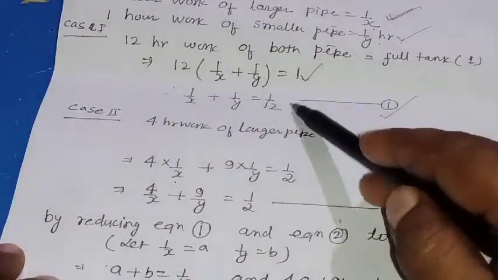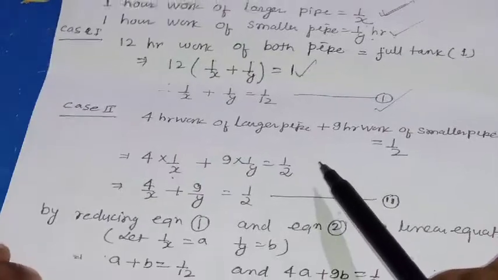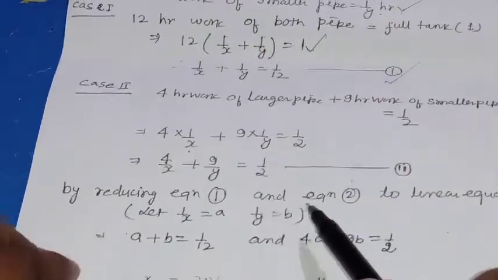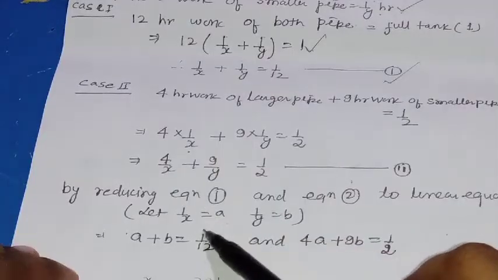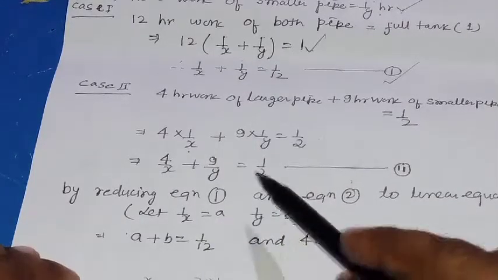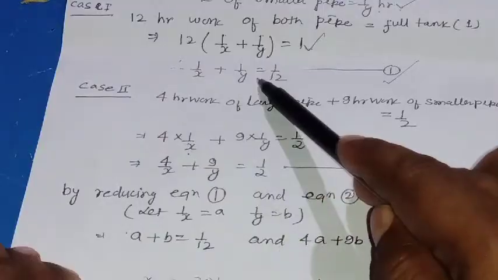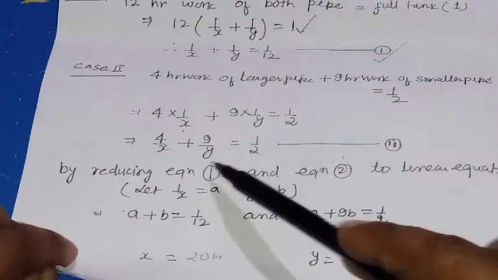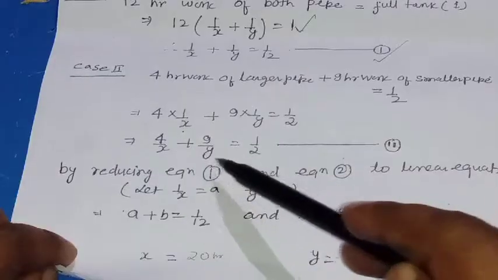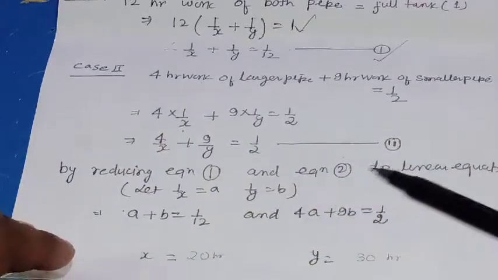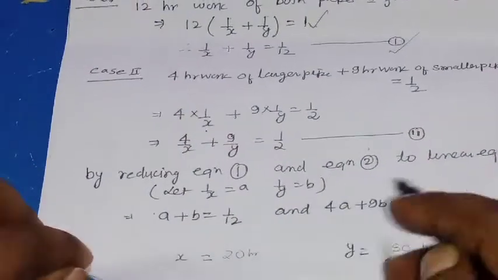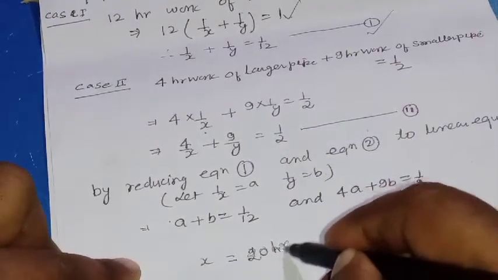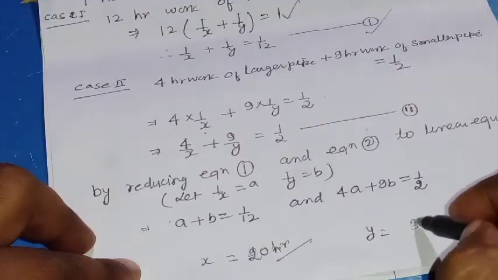This type of equation we have already discussed in exercise 60, where we reduced the equation into a linear equation. So we'll consider 1 by x is equal to a, 1 by y is equal to b. The standard form will come out as a plus b is equal to 1 by 12, and 4a plus 9b is equal to 1 by 2. When we solve both equations, at last you will get x is equal to 20 hours, and y will come out as 30 hours.